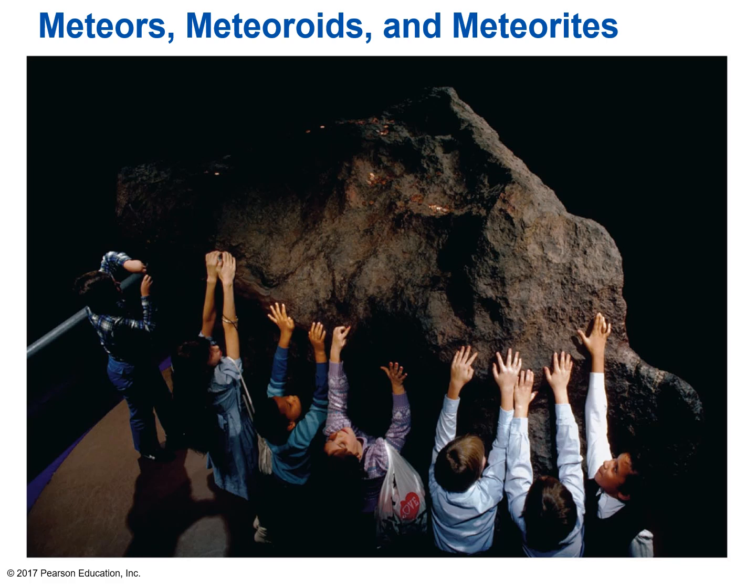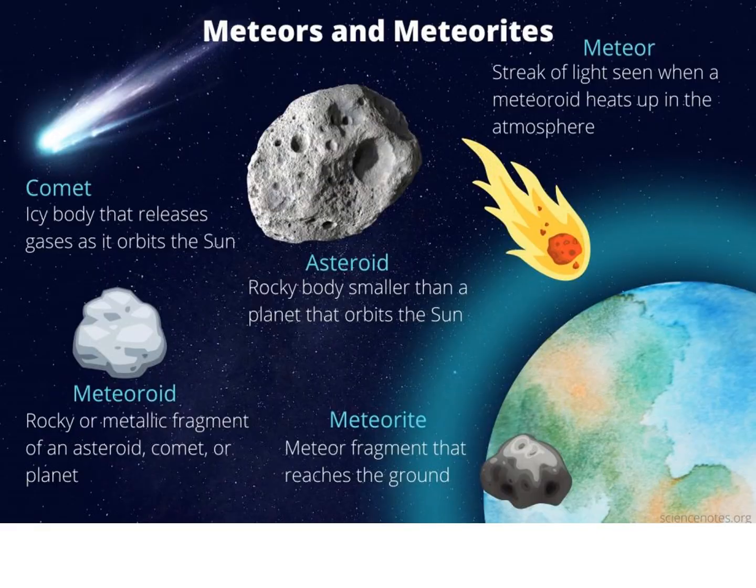Then we have these three words that are very similar and very tightly related: meteors, meteoroids, and meteorites. And here you have in a museum a very large meteorite that many children on a field trip are gathered around. This is an extremely large meteorite. So let's talk about all these different objects, and I want to focus on meteors, meteoroids, and meteorites. So let's start in the upper left hand, comets, which I've already mentioned. A comet is an icy body that releases gases as it orbits the sun. An asteroid is a rocky body, smaller than a planet, that orbits the sun.